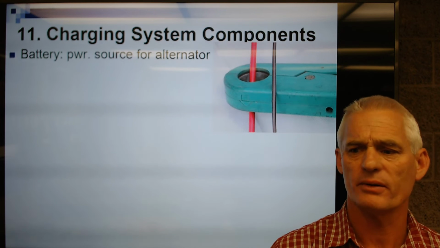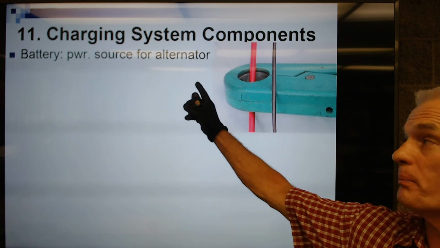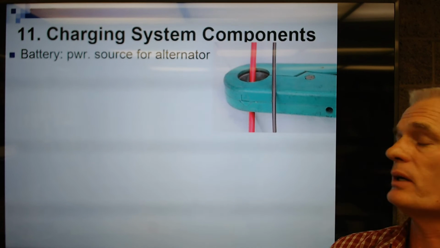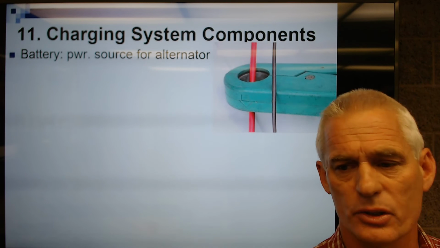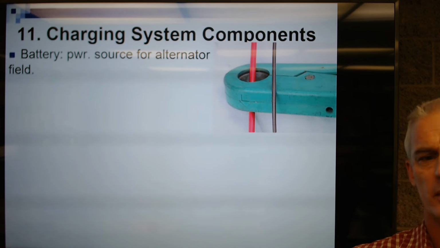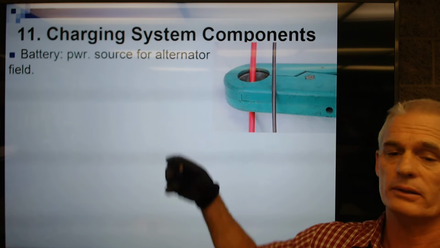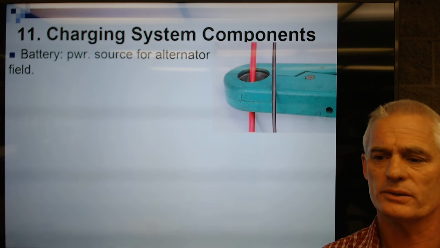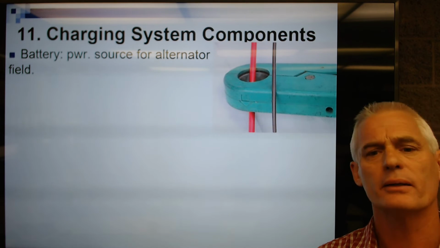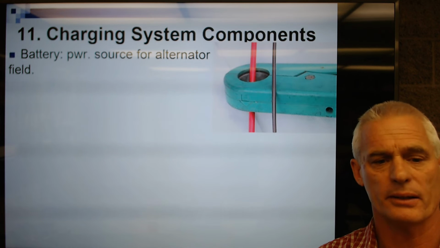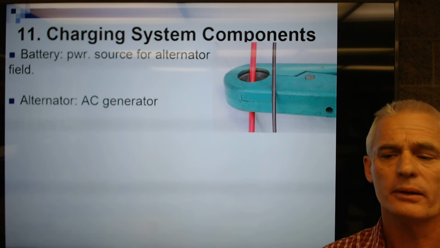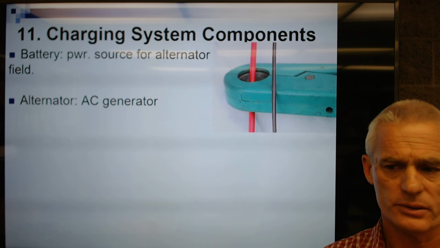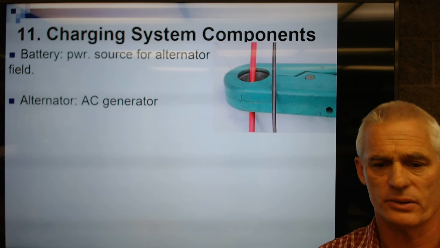So the components of it, first we have a battery. That's our power source, PWR, my abbreviation. It's our power source for the alternator to get it initially charging. Secondly, I put there alternator field. So the magnetic field inside an alternator is energized by the automobile's lead acid battery. So then we have an alternator, which is an AC generator. It's going to make AC current. Again, we convert to DC with a series of diodes.